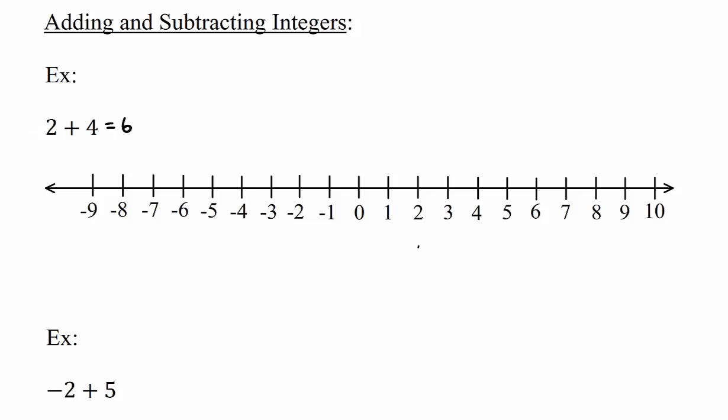If we start at 2 here on the number line and advance 4 positions to the right, we can see that we end at 6. And so I'm going to try to use this number line over and over throughout this video to hopefully help you deal with integers more comfortably and gain some confidence going forward.